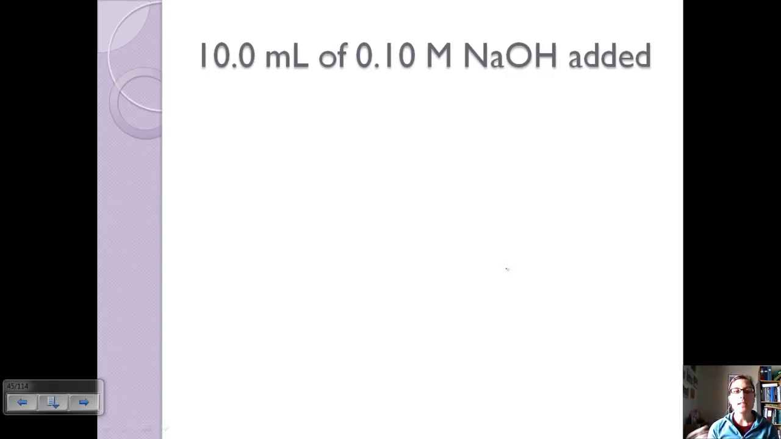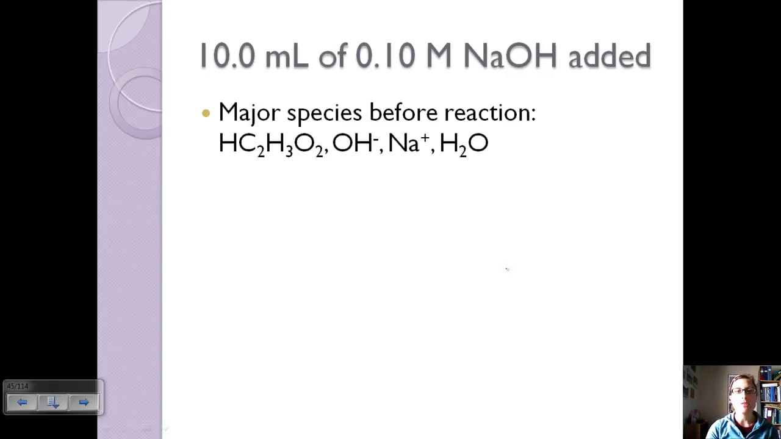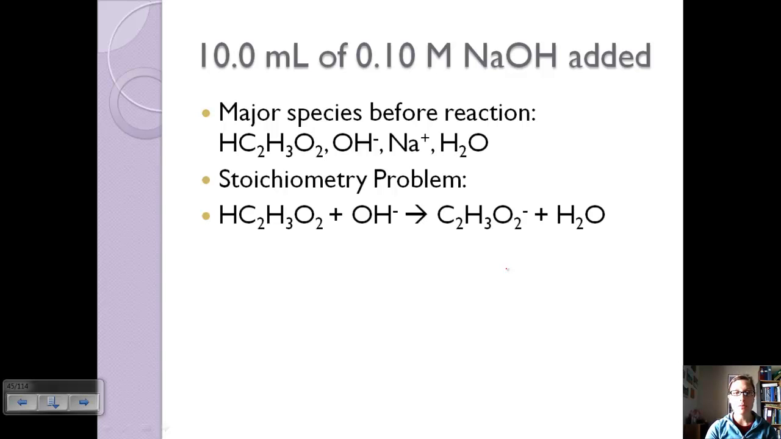So now that we've got that, let's start adding our NaOH. Well, before the reaction, we have our weak acid. It's not dissociating completely because it's weak. Our strong base will dissociate completely, so we have the OH minus, the Na plus, and the water. And let's do the stoichiometry problem first. So we're starting with this reaction.